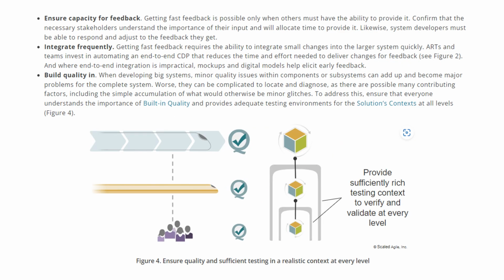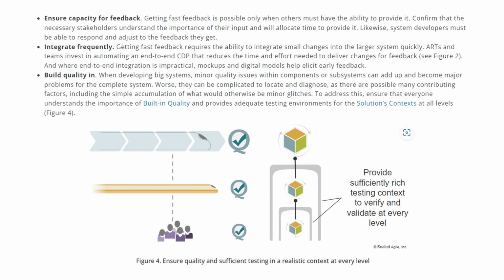Let us discuss some other options as well to get the faster feedback. Ensuring capacity for feedback. Getting fast feedback is possible only when others have the ability to provide it. Confirm that the necessary stakeholders understand the importance of their input and will allocate time to provide it. Likewise, system developers must be able to respond and adjust to the feedback they get.